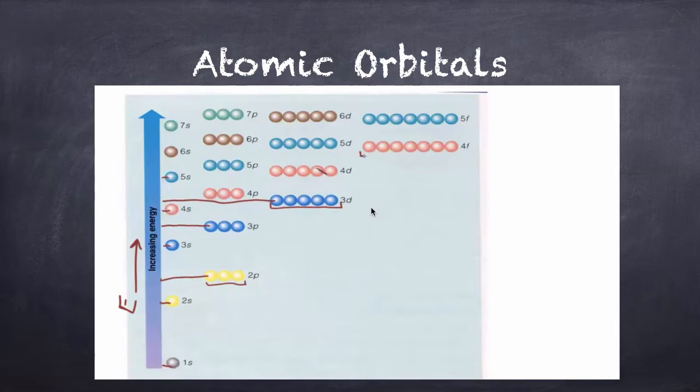Then finally, f orbitals, there's 7 of them. So any energy level that has f orbitals is going to have 7 of them, as long as there are electrons to fill those orbitals. The orbital does not exist unless the electron is in the orbital.